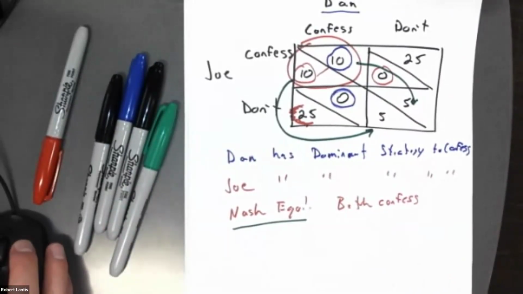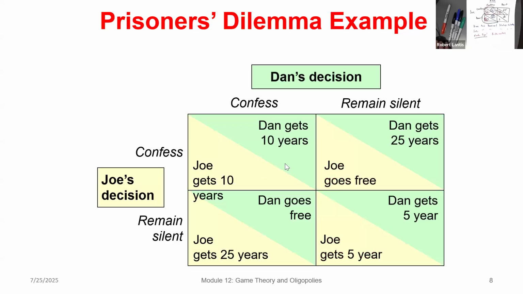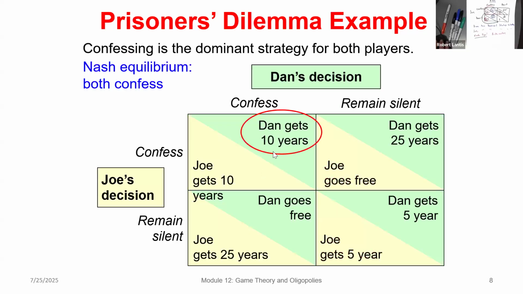All right. So that's kind of our setup example. So we identified, if Joe was confessing, what should Dan do? 10 is better than 25 years in prison. If Joe's remaining silent, going free is better than 5 years.